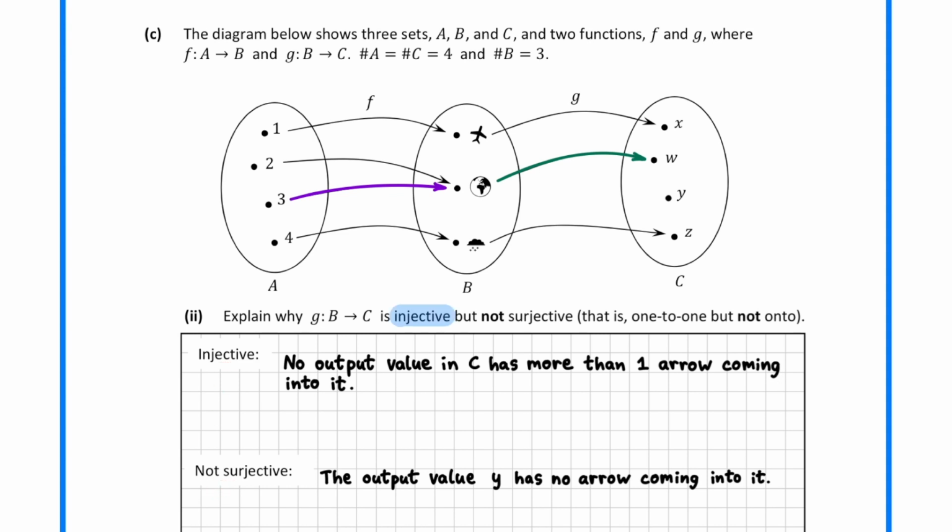A function is injective if no output value is mapped to more than once. For the function g, the output values correspond to the set C. Since no output value in C has more than one arrow coming in, g is injective. A function is surjective if every output value is mapped to at least once. Since y has no arrow coming into it, g is not surjective.